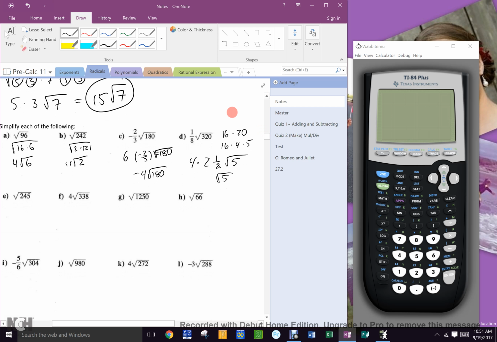Mr. Meyer, doesn't she should be minus 4 root 5? Oh, yeah, not 180. Yeah, I just forgot to, yeah.